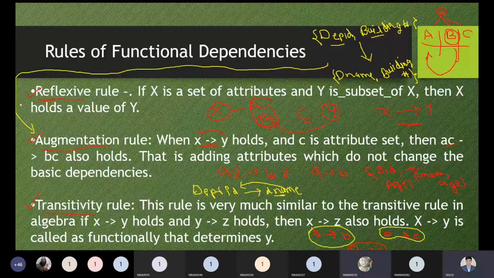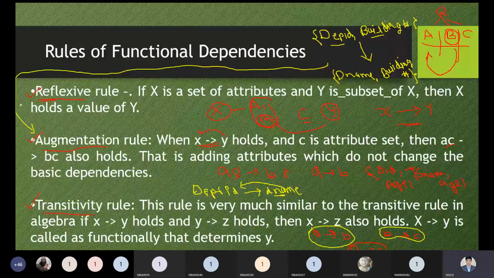Yes, sir. So this is known as the augmentation rule. And the transitive rule is an important concept we have already seen in Boolean algebra. If A determines B and B determines C, then of course A determines C. So this is the simple rule as we know.